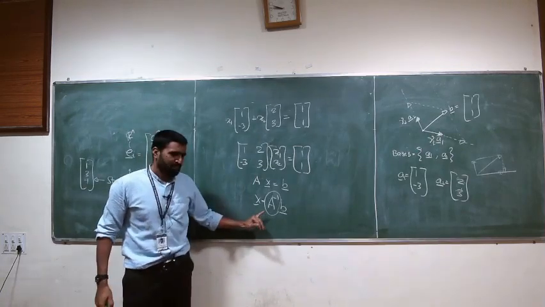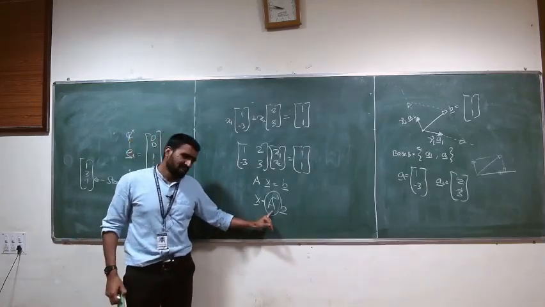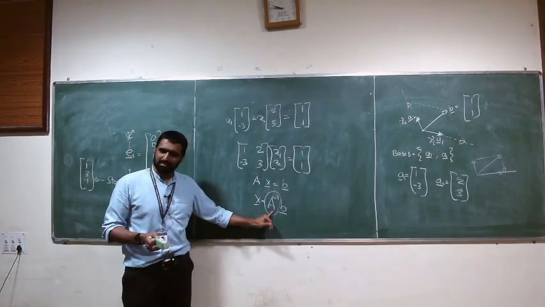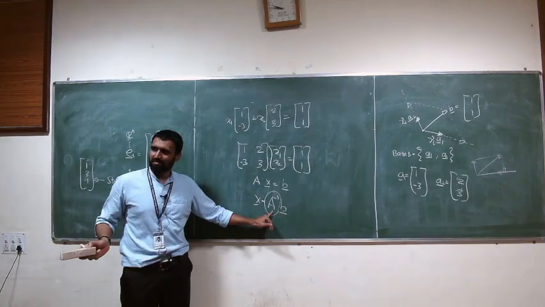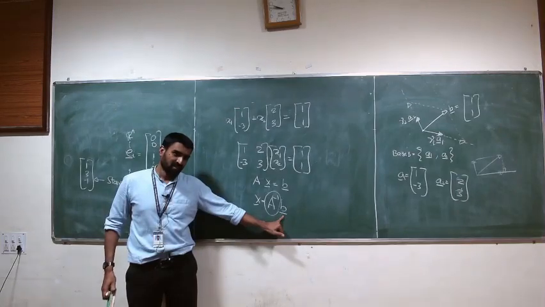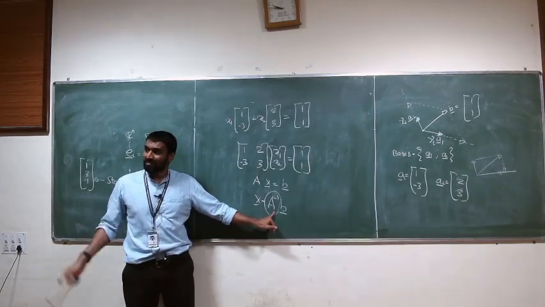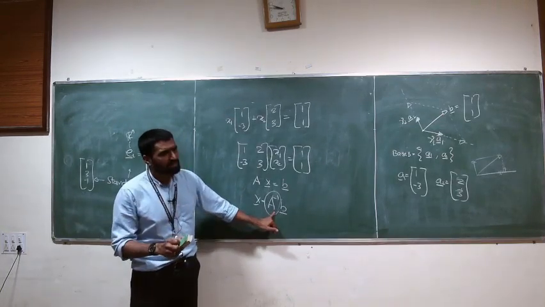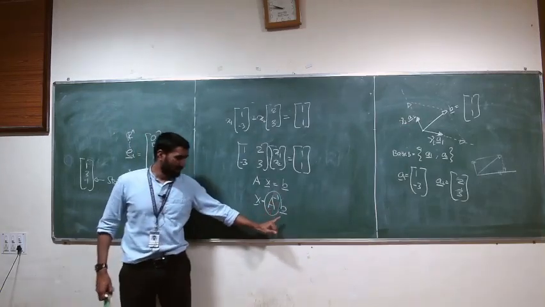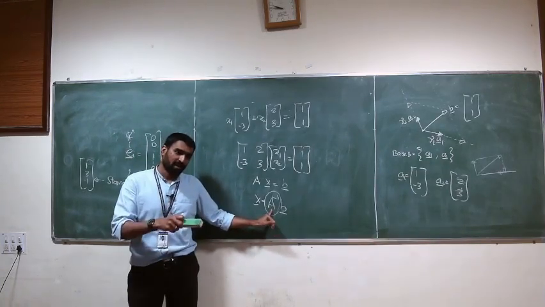Exactly. That means A inverse has a meaning now. Right? A inverse is not just some abstract quantity. A inverse is that matrix which will give you the representation of B in which basis? Yeah, exactly. So A inverse simply gives you the representation of the vector B in the basis formed by the columns of A.